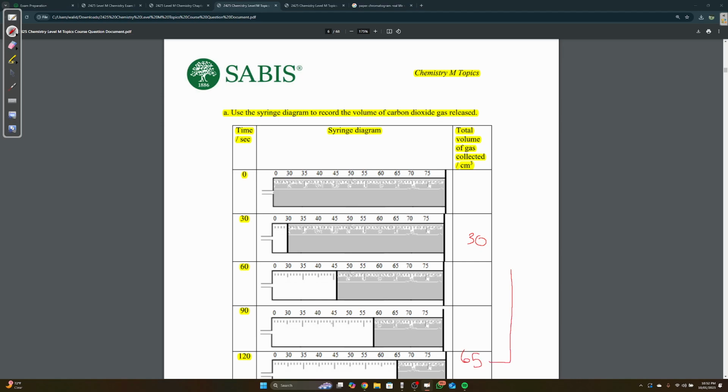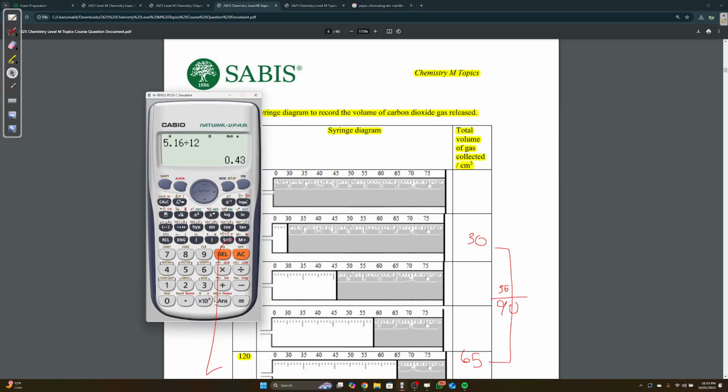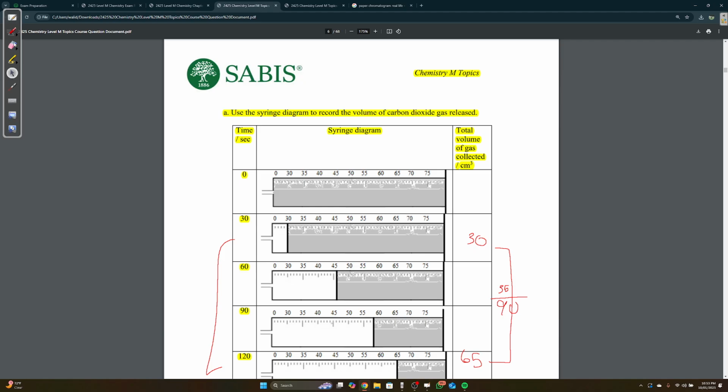So between these two, what's the rate? The rate, they said, is the volume collected over the time. So between 30 and 65, 35 was collected. The time between 30 and 120 is 90 seconds. So do 35 divided by 90. That's counting, it's so annoying. And you get 0.38.